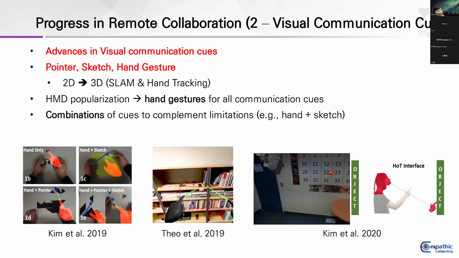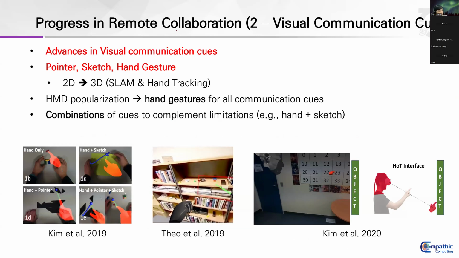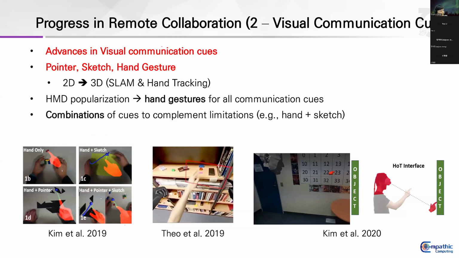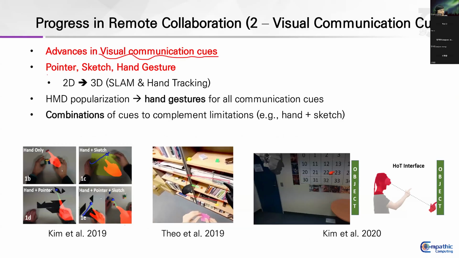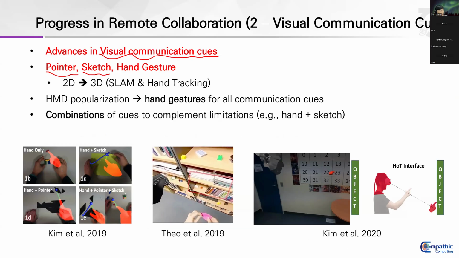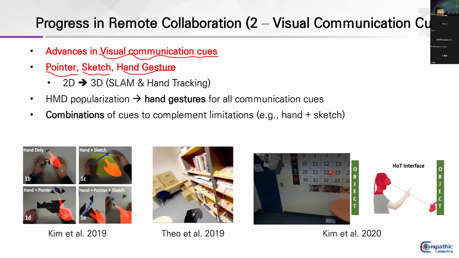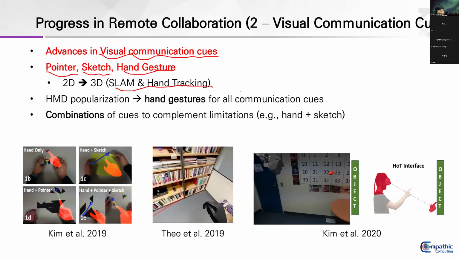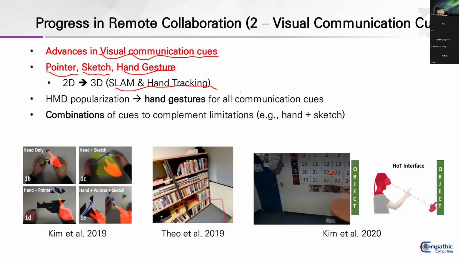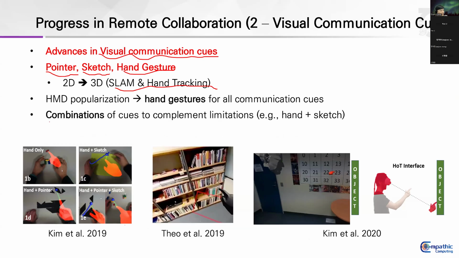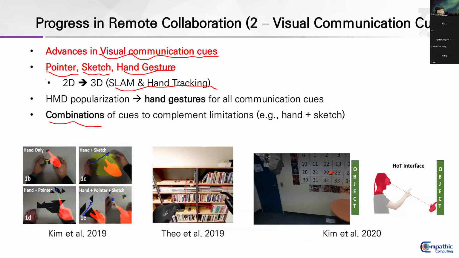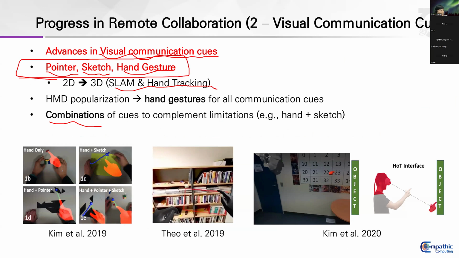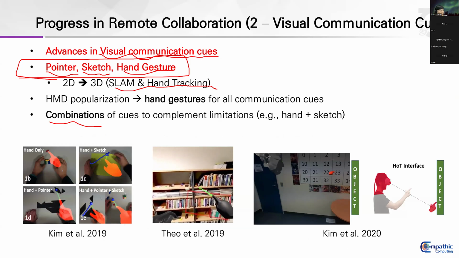The second research trend in remote collaboration is using visual communication cues. They mostly use pointer, sketch, or hand gesture with the help of SLAM and hand tracking systems. One of my previous studies combined these three communication cues and tested which cue was most effective among them.